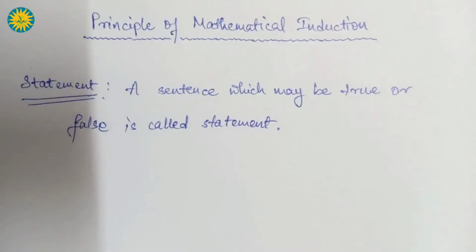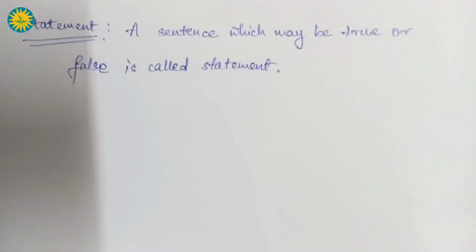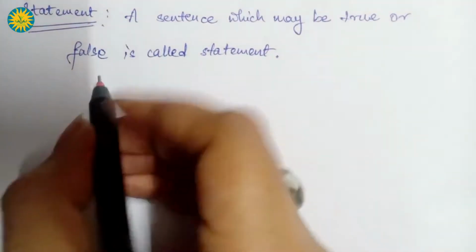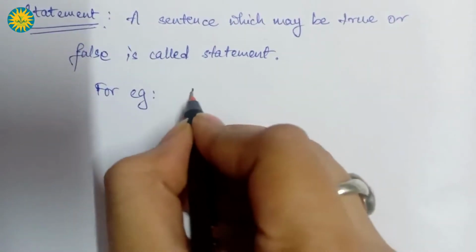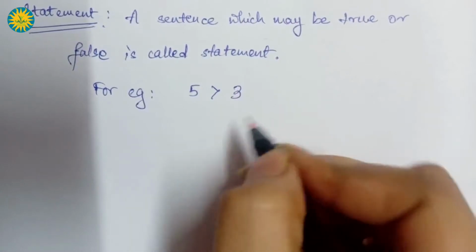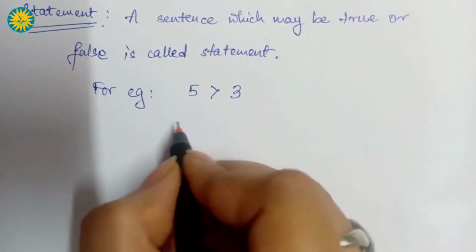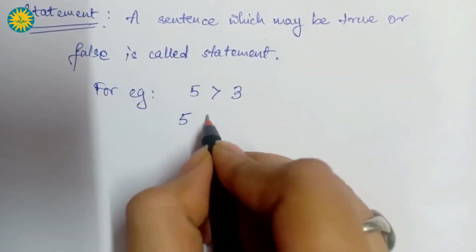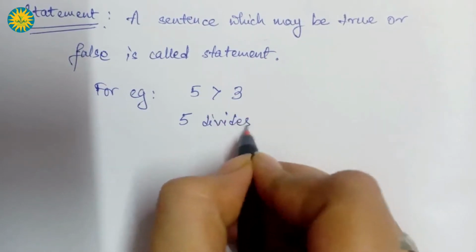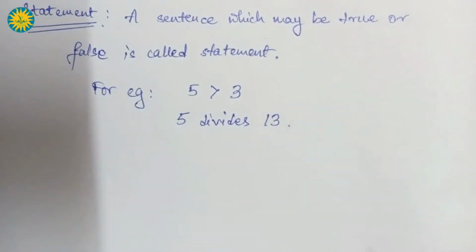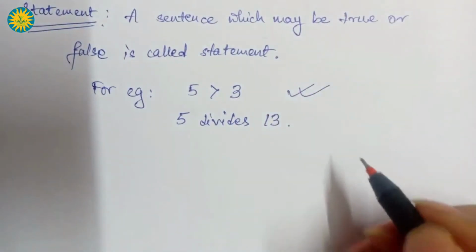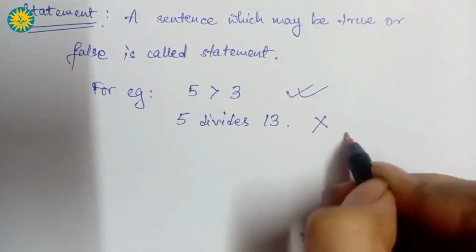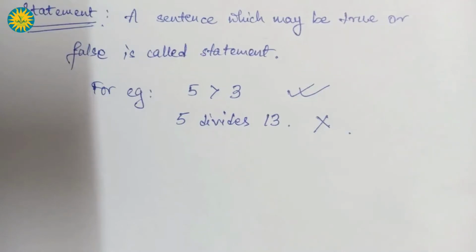For example, we can say that 5 is greater than 3. And also we can say that 5 divides 13. We know that the first statement is true, whereas the second statement is false. But both are statements.